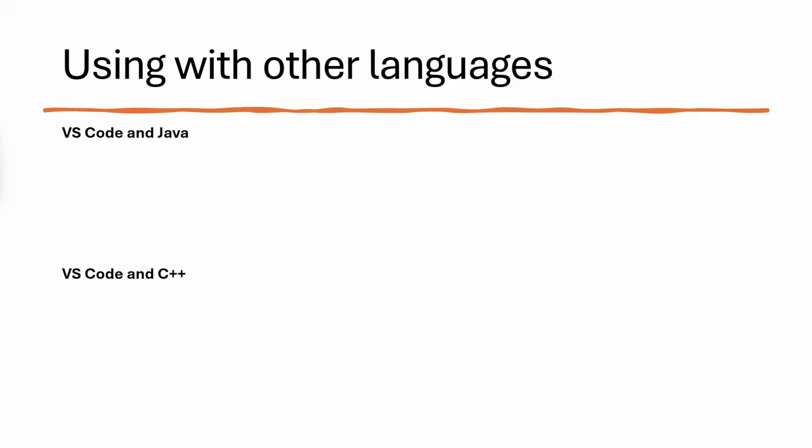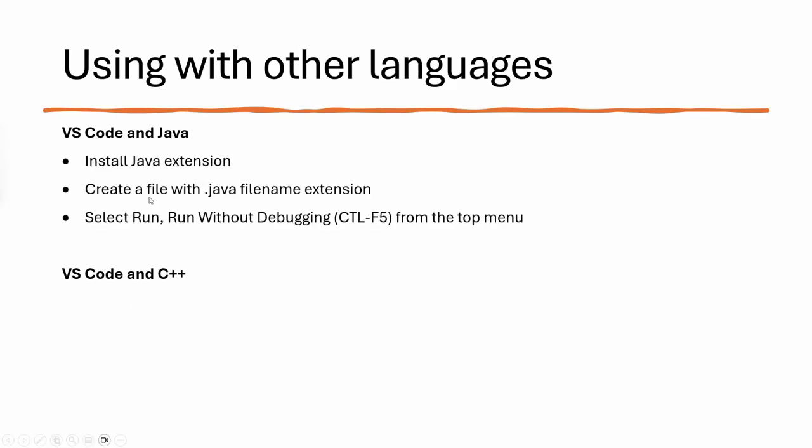Right, so VS Code is a very flexible IDE, and you can program in a variety of different languages in VS Code. For instance, the two you might be interested in are Java and C++. And so the steps to configure VS Code to run with Java, all you have to do is install the Java extension, then you create a file with the .java file name extension, and then you're going to run the program, which is on the top menu under the Run tab with the Run Without Debug, which is Control F5. So let's see what that might look like.